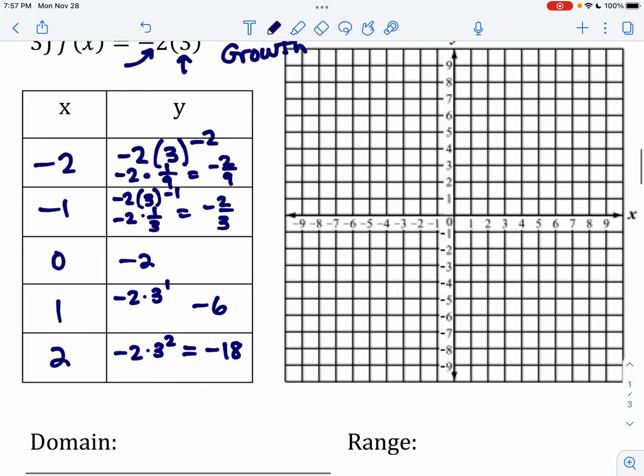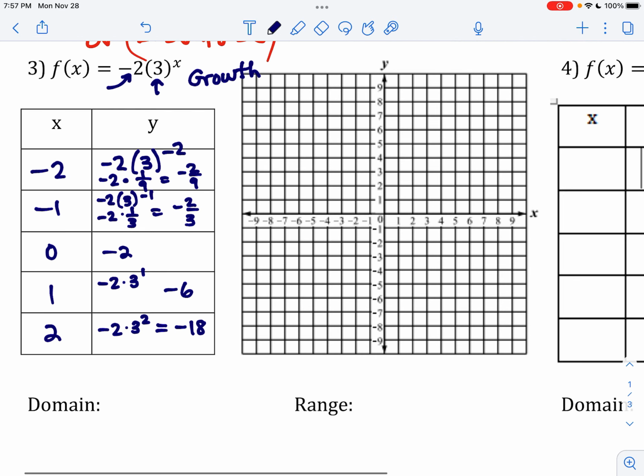Now we can graph those. So I'm going to start with the bottom. 2, -18. It goes off the graph, so I can't graph that one. 1, -6. 0, -2. -1 and -2/3, and 2/3 is between 0 and 1, so anywhere in that area. And then -2 and -2/9 is really close to the x-axis, so you can just do it just a tad bit lower than the 2/3, right? And so this one is going to look like this.